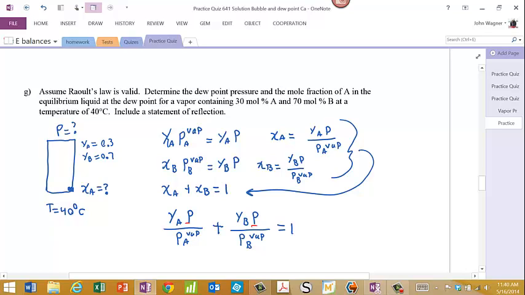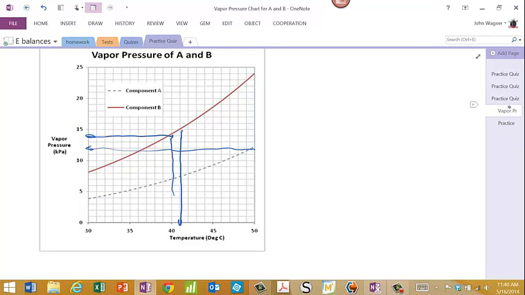We don't know the vapor pressure of A and B, but we can certainly get it because we know the temperature. So that's just a matter of looking up on the chart what those are. We are given A and B, so then we can solve for P. Once we have P, then we can use these equations here to solve for the composition of the liquid phase.